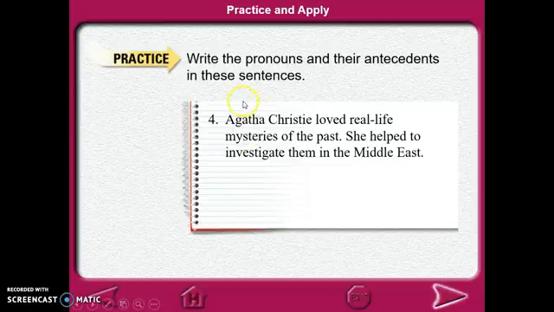So in this case, Agatha Christie loved real-life mysteries of the past. She helped to investigate them in the Middle East. Now, even though these are two separate sentences, because we have a pronoun here, it needs an antecedent. We need to know who she is and who we're referring back to. So as you're writing these out, circle Agatha Christie and circle she, and if you can, draw an arrow from one to the other. Now, they both agree. This is a woman, this is a feminine pronoun, so we have that correct.